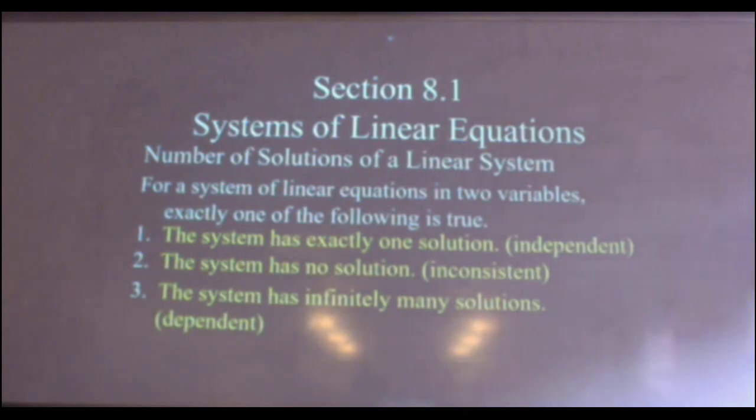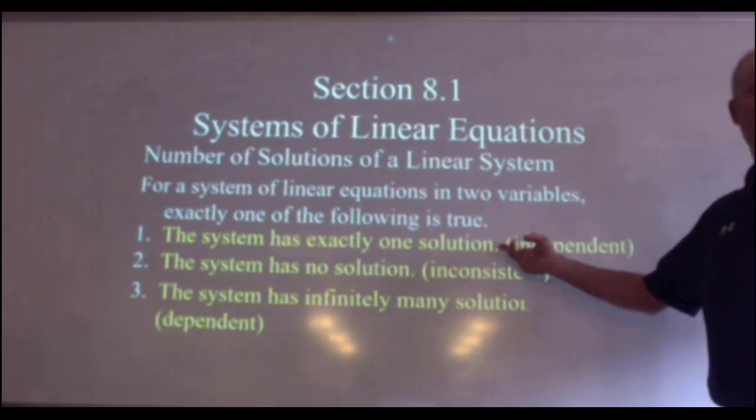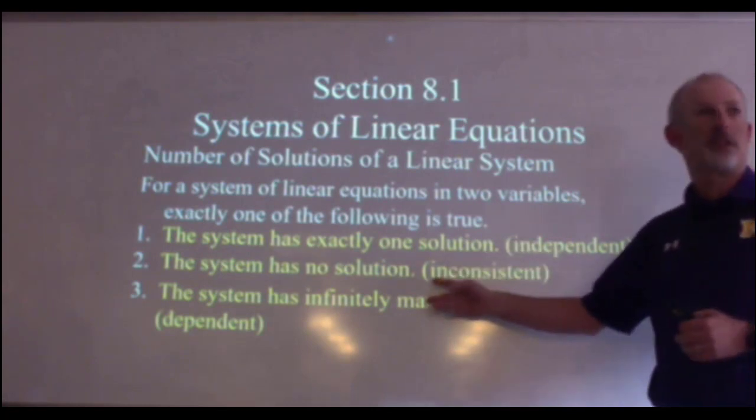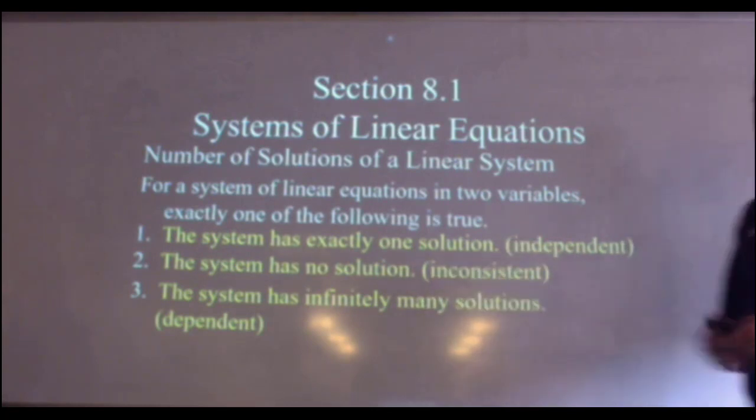Okay, so those are the only three things that can happen. It's got to be one of those three. Like I say, this is the one that we look at the most often, getting that one answer. But these are two special cases that can also pop up.